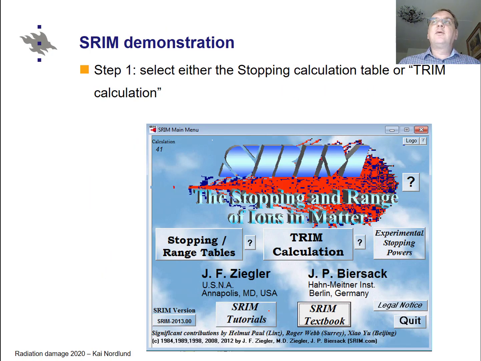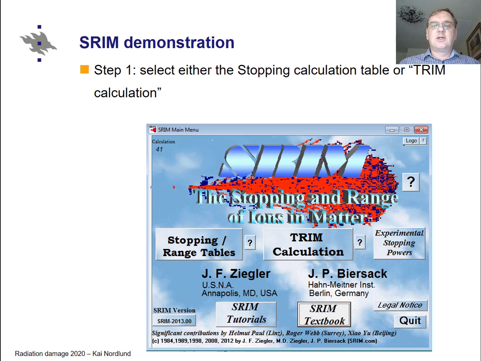But now I'll give a few slides of how it looks, and then there is a video demonstrating it. Actually, that's a video within this video. But okay, so you start the software after you installed it, and then you get an opening menu like this. Here, if you want stopping powers, then you click here, stopping range tables. If you want a simulation, then you click TRIM calculation, and then you see that you can also get access to the experimental stopping power, and there is some background information here.